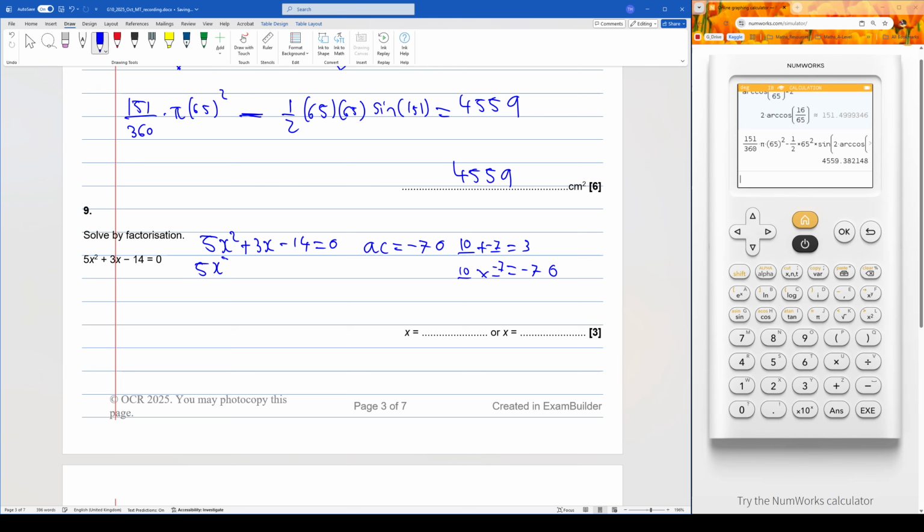I can now separate the middle part, factorize as much as I can. 2x plus 2. No. There should not be a 2x there. X add 2, minus 7, x add 2. Therefore I get 5x minus 7, x add 2 equals 0. Therefore x is equal to 7 over 5, or x is equal to negative 2.